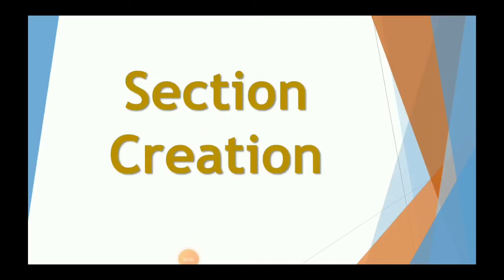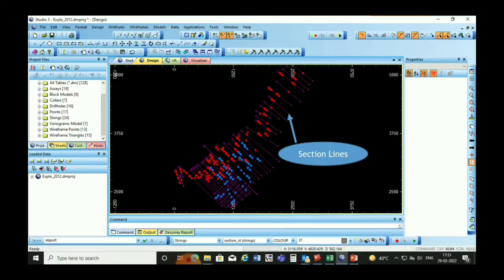Hello my dear friend, today we will try to learn how to create a section in Datamine on a drill hole. Here our drill hole file is loaded and it shows in blue and red color, and we have created a section line on that drill hole which shows in magenta color.